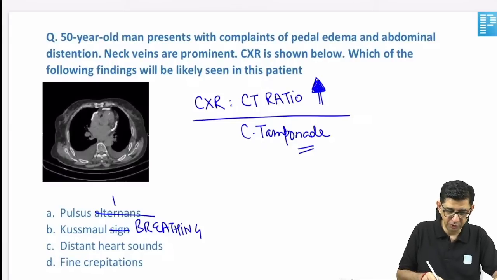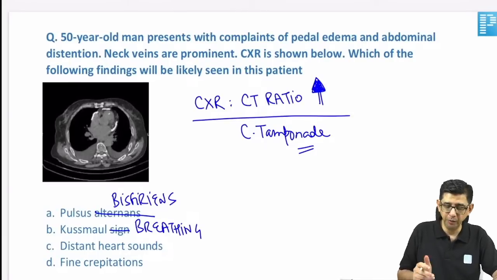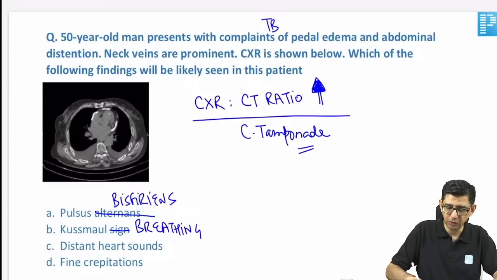Okay, one option was pulsus bisferiens variance. Got it. Yes, yes. Keep the options coming. Pulsus bisferiens I've got. TB history was given in the case. That also I've taken up.